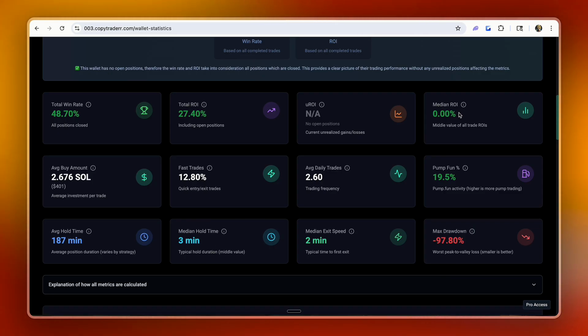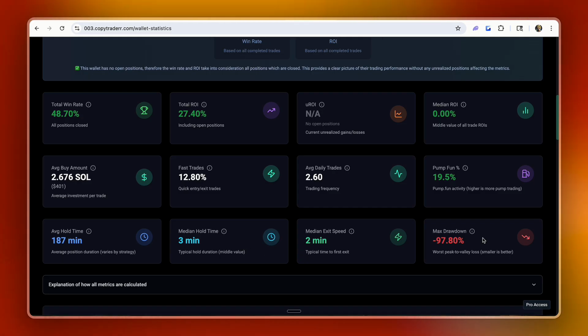Same concept as median ROI. That's the middle value of their hold time. And here is their average hold time, which is a lot higher because once again, they could have been holding one token for 3 weeks and that will bring their average way up. But their median hold time, that's pretty good. Median exit speed is a little different than the median hold time because that's the typical time to their first exit, their first sell, but they could sell more than one.